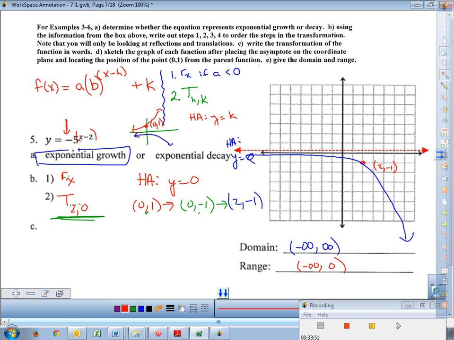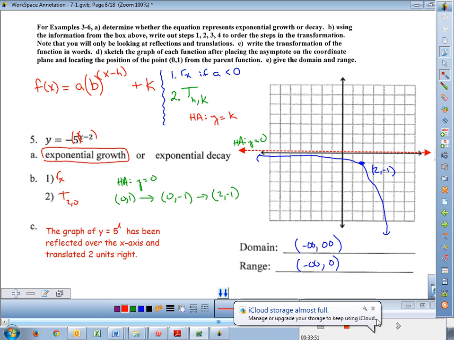The graph of, what's the parent function? Y equals what? 5 to the x, right? All the other stuff goes away. The negative goes away. The translation stuff goes away. It's just the base to x. And that's what she should read.